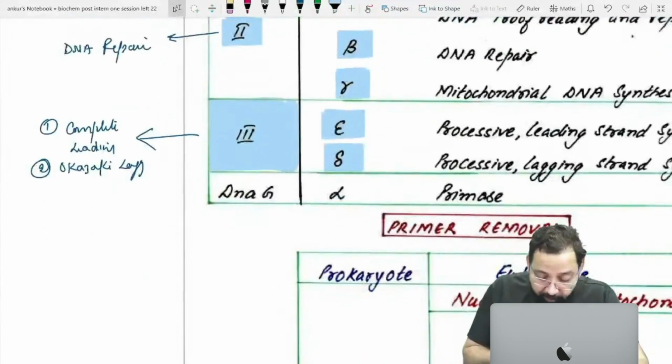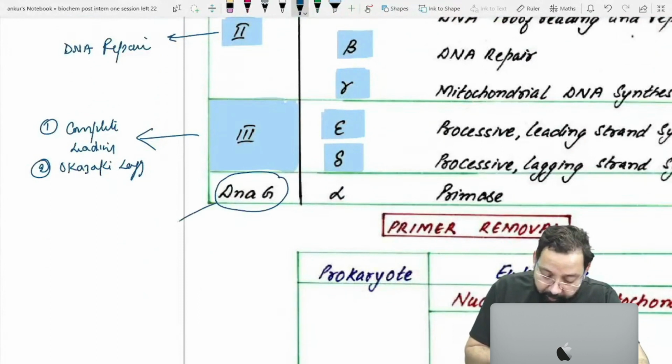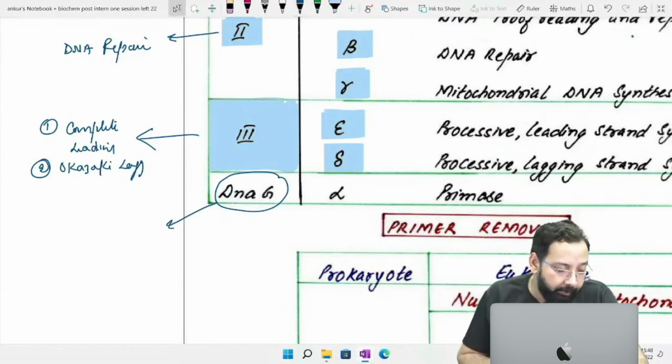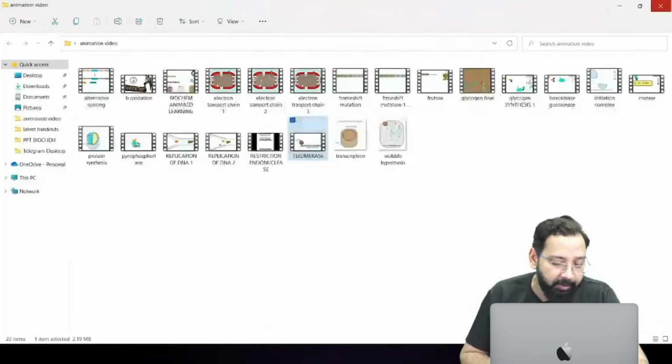In prokaryotes, primers are synthesized by primase. What is primase? Primase is the name of an enzymatic activity which is present in a protein.